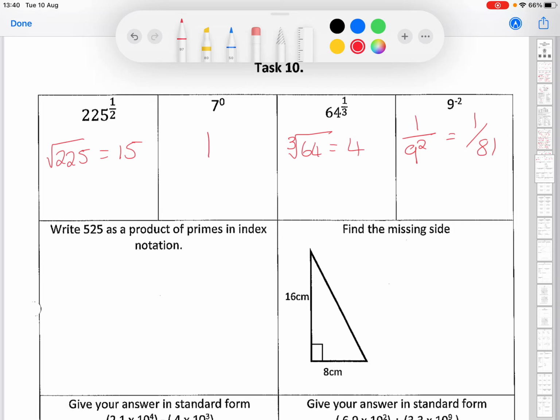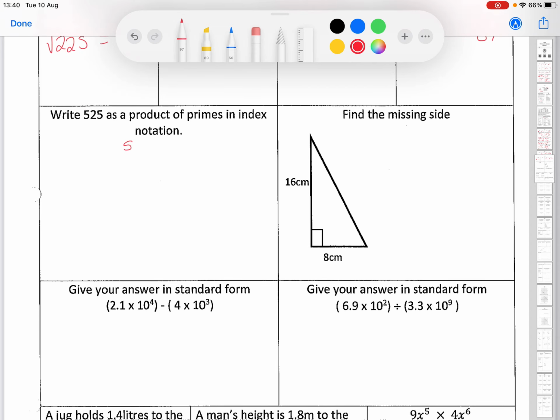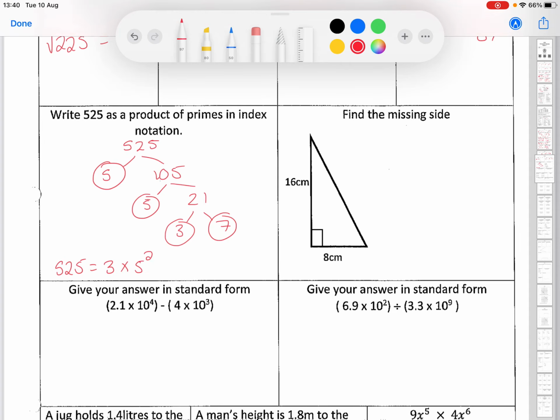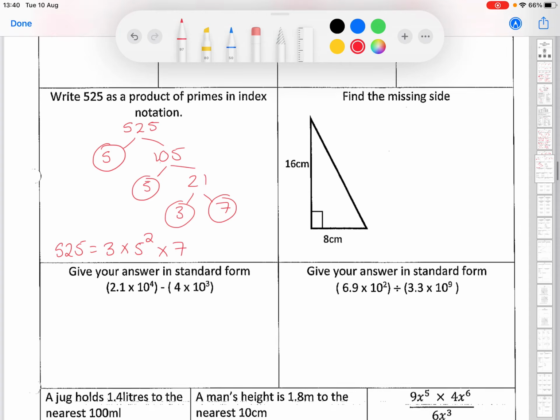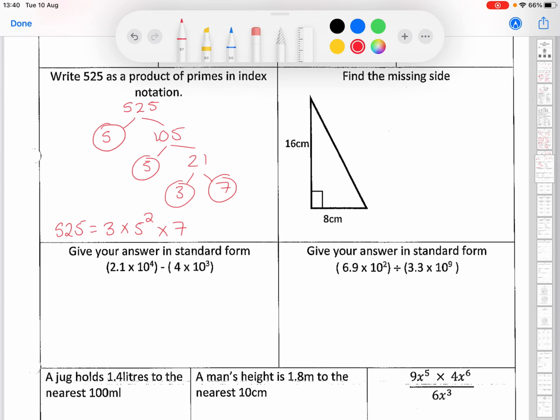Next one, we've got 525 as a product of its prime factors in index notation. So we start with 525. Two numbers are multiplied to make 525. Well, it ends in 5, so 5 goes into it. 5 is a prime number. 5 times 105 is 525. 105, we've got 5 times 21. And 21, we've got 3 times 7. So 525 can be written as 3 times 5 squared, because we've got 2 of those, times 7.